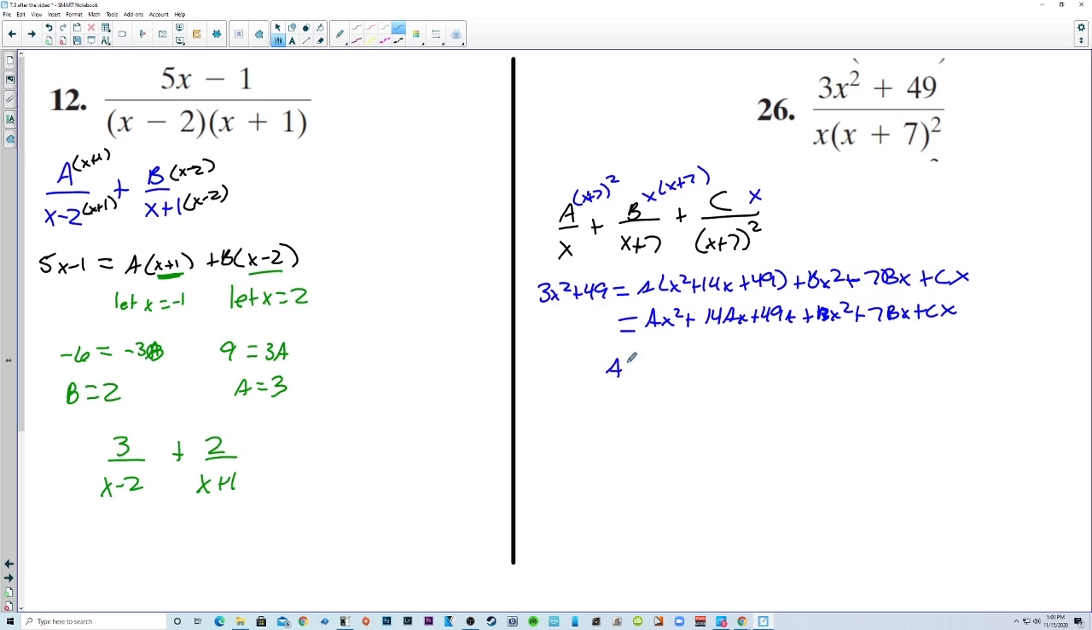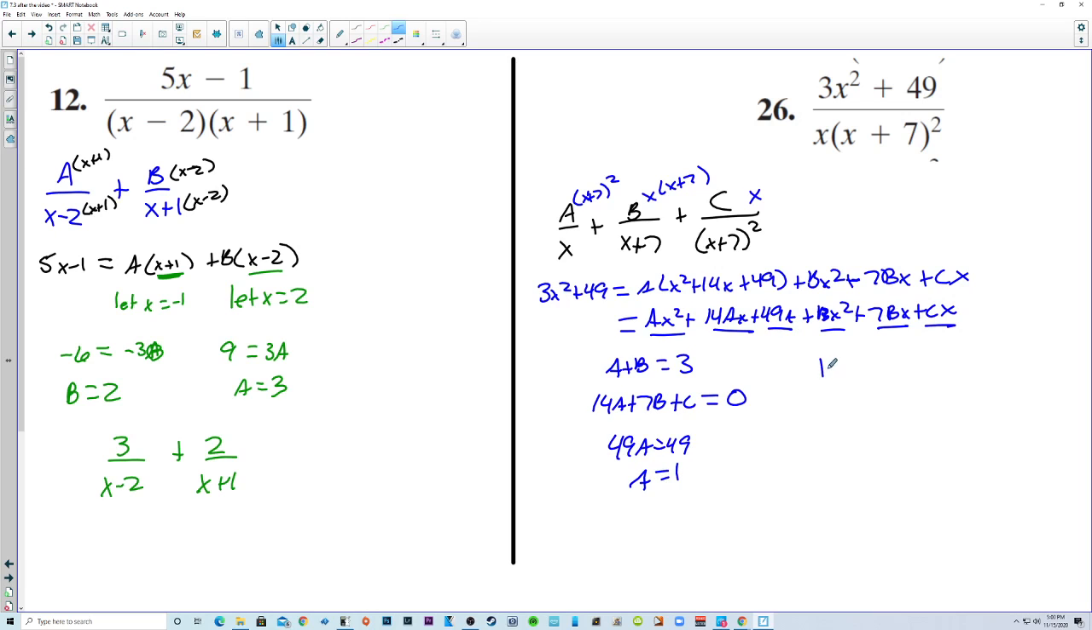And let's see, A plus B is equal to 3. So we got the x squareds. 14A plus 7B plus C is equal to 0 because there's no x on the left side. So we have this one, we got this one, and this one. And so now the constant 49A is equal to 49. Perfect. A is equal to 1.